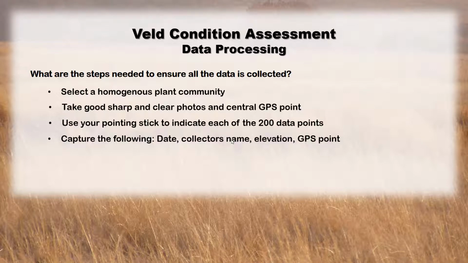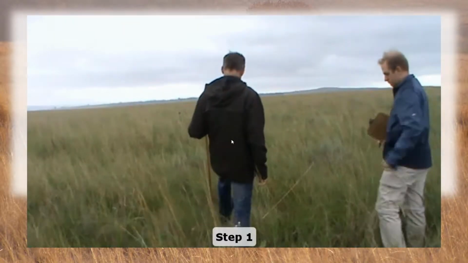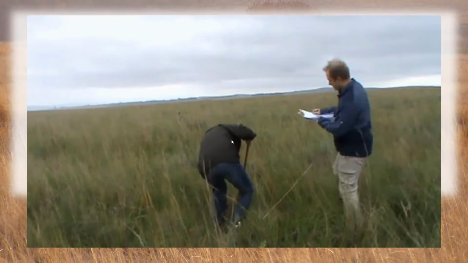There's always other information, as I've mentioned before: the date, so that you can repeat it year after year using a similar time of the season. Collectors, it's always good to use the same collector, because he or she would use the same method, same step size year on year. The elevation, that helps with the background data, and your GPS point, that center point that we talked about. Start with step 1.